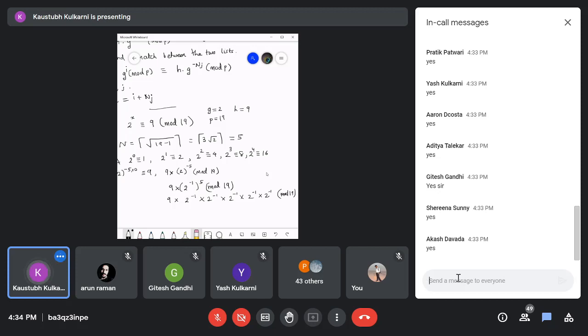How will you find it? Let me ask you. I want to find this quantity. Have we seen this before? Have we calculated something like this before?